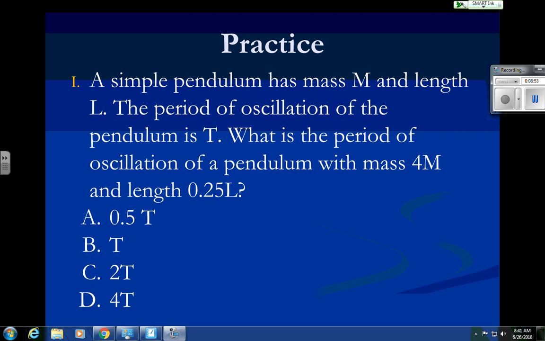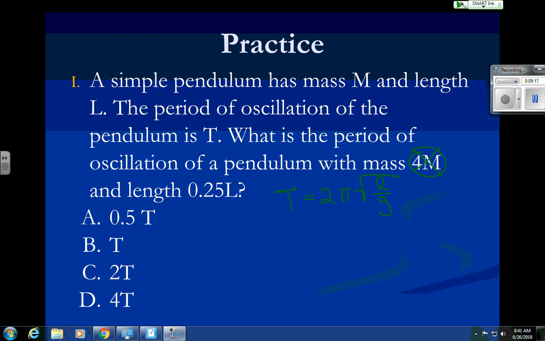Seriously, hit pause. I'm getting ready to tell you the answer. All right, here we go. Since the period of the pendulum is equal to 2 pi square root of L over g, we have to look at our variables here. Notice that they changed the mass on the pendulum, but we just said mass doesn't affect the period, and if I look at the equation, there's no mass in there, so that doesn't matter.